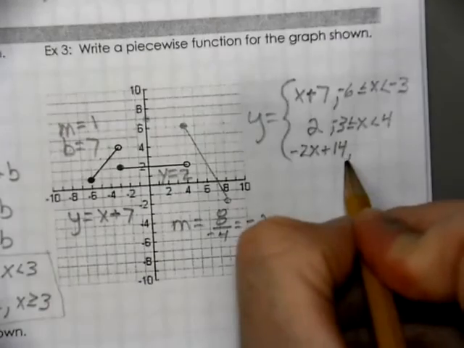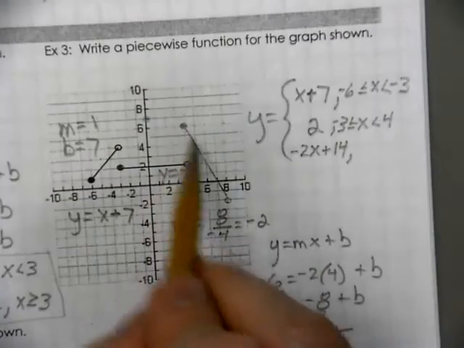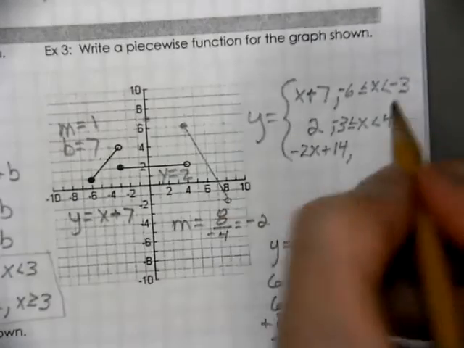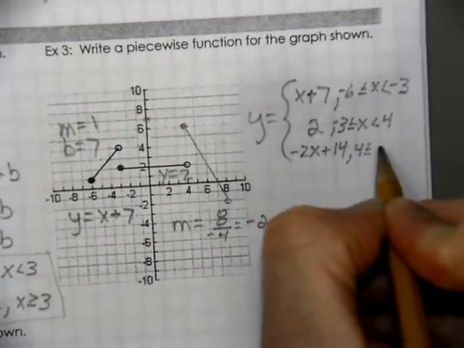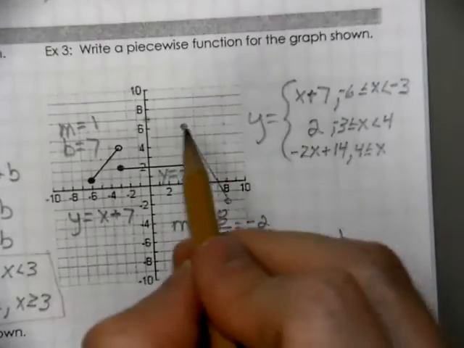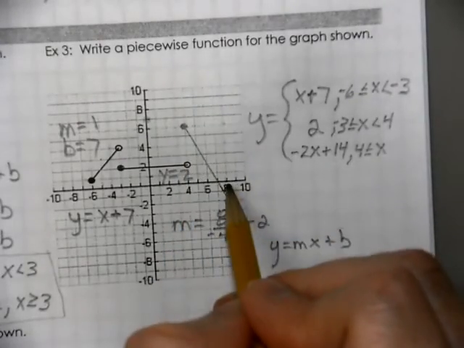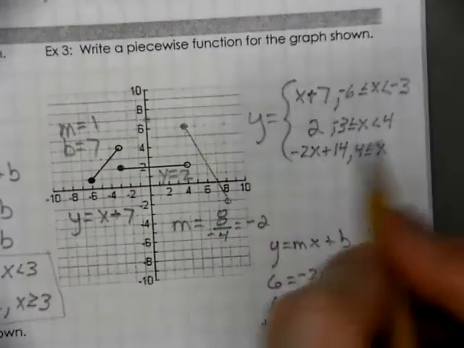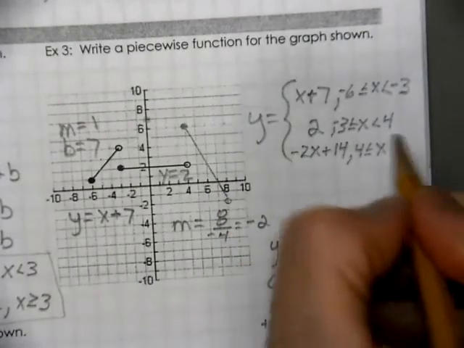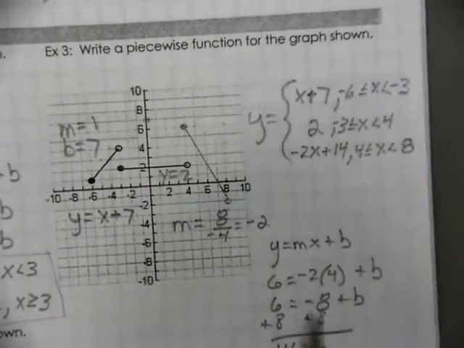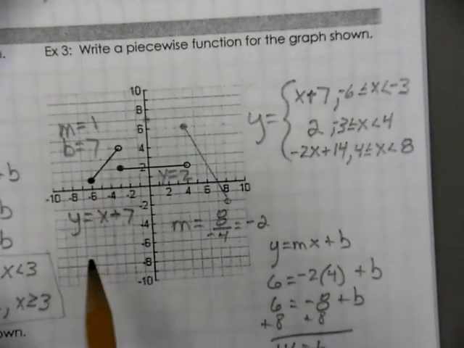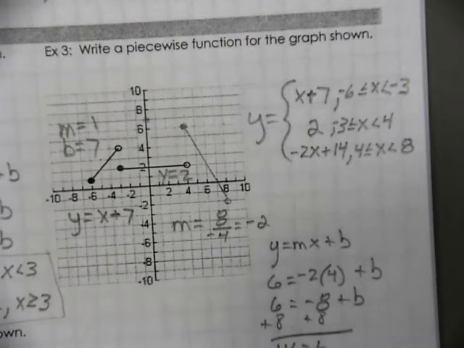And then our final equation, we're going to be at 4. X has to be greater than that because its X value is bigger than 4. But we go all the way up to 8. So notice there's no arrows on the ends of these, so they all are going to end.